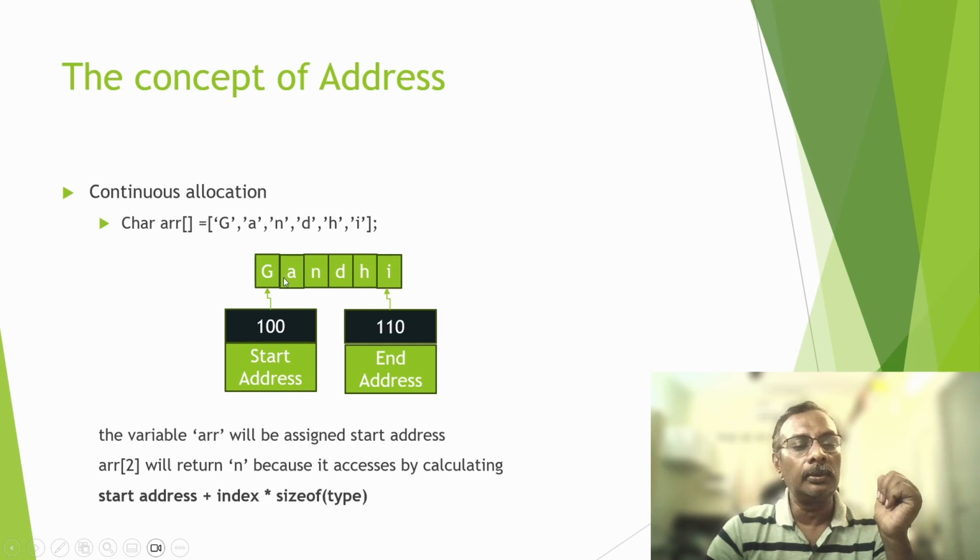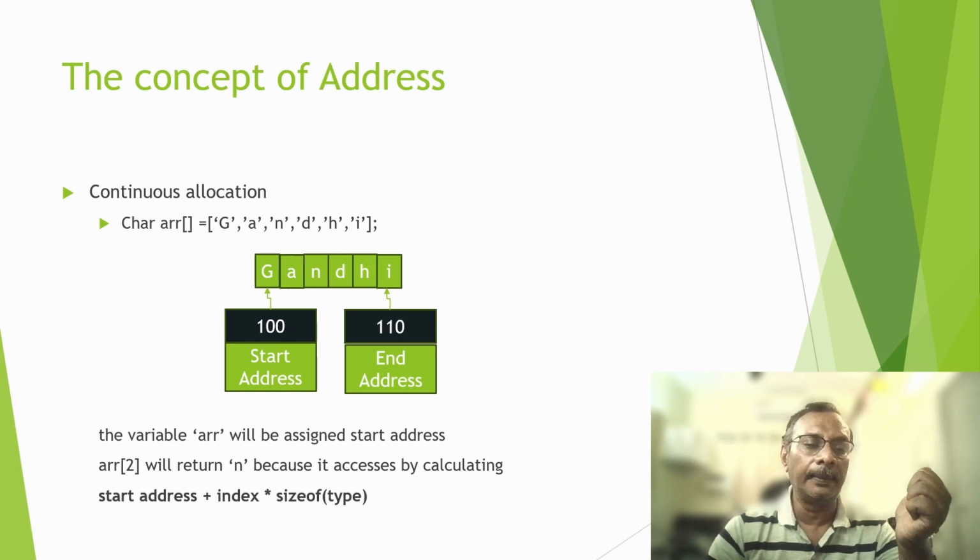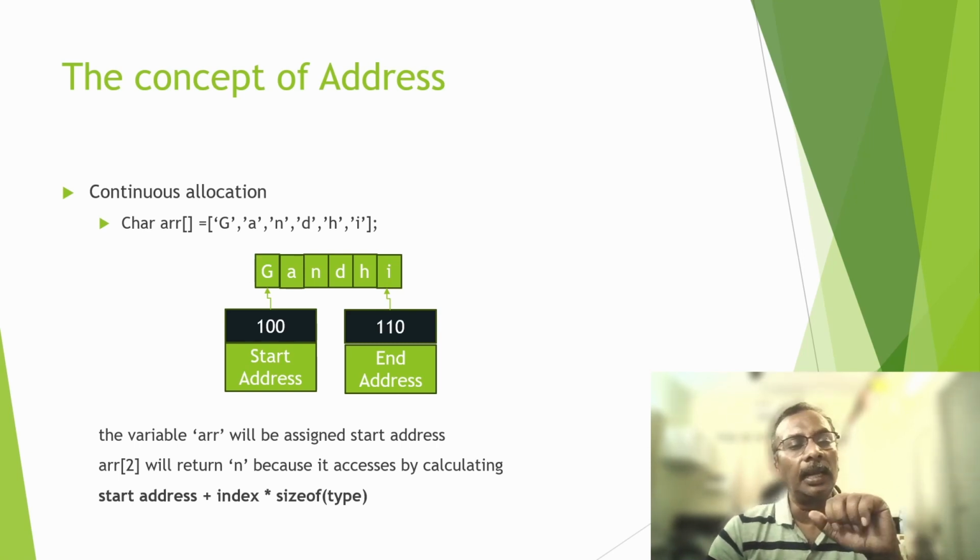So it will go to n, and then it will return n. Since it's a character, it will read 2 bytes and return it, which means it will return the character n. That is how it calculates. Hope you understand the concept of address. So remember that each byte of the memory will have an address and it is continuously allocated numbers. This is how the calculation happens, and then it retrieves that particular value. Hope you get this idea.